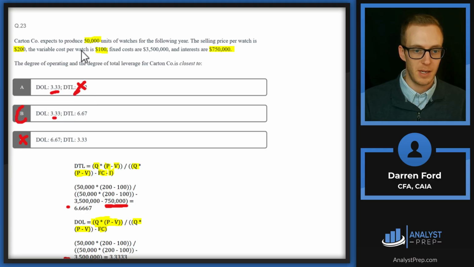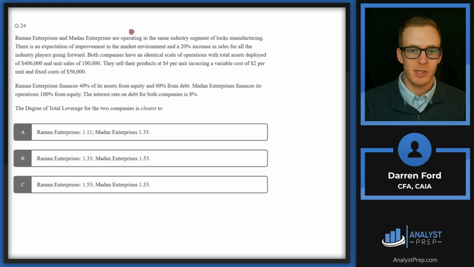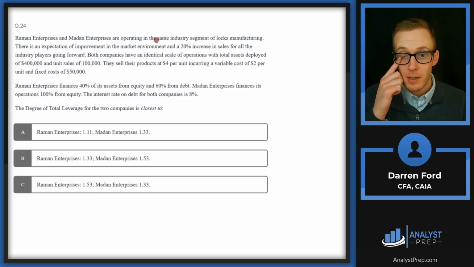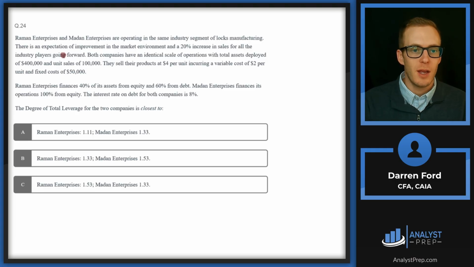Raman Enterprises and Madan Enterprises are operating in the same industry segment of locks manufacturing. There's an expectation of improvement in the market environment and a 20% increase in sales for all the industry players going forward. Both companies have an identical scale of operations with total assets deployed of 400,000 and unit sales of 100,000. They sell their products at $4 per unit, incurring a variable cost of $2 per unit and fixed costs of 50,000.